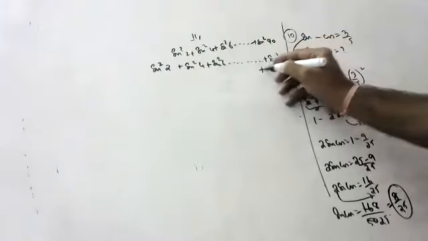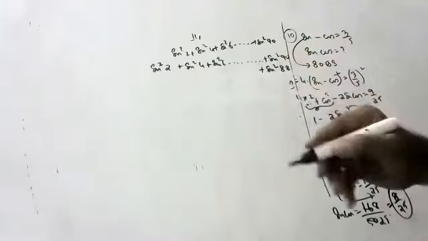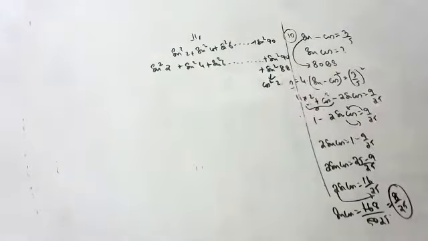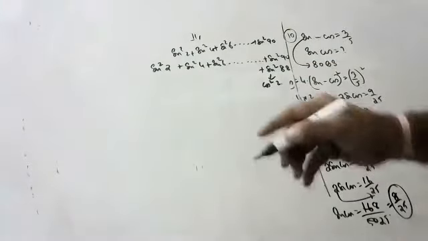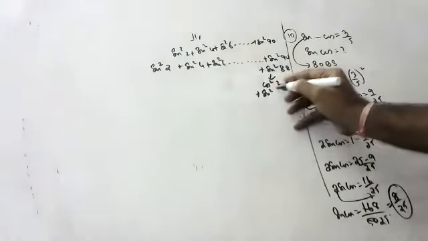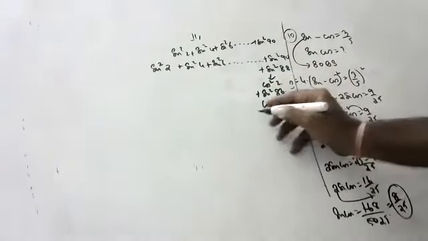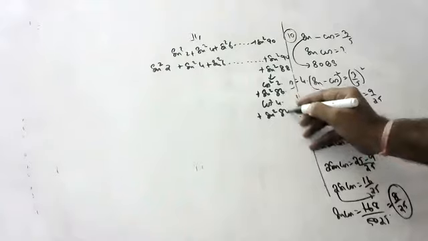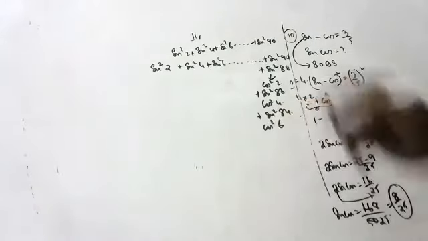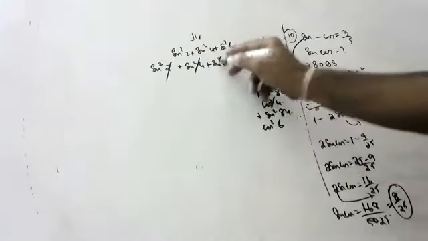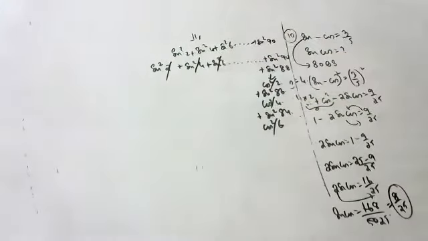Just, children, sin square 88. Sin square 88, what can we write, children? Cos square 2. In the same way, sin square 86 will be there, no, children. What can we write for that? Cos square 4. In the same way, sin square 84, what can we write? Cos square 6. So sin square plus cos square is 1, this is 1, this is 1. All of them are becoming 1, children.